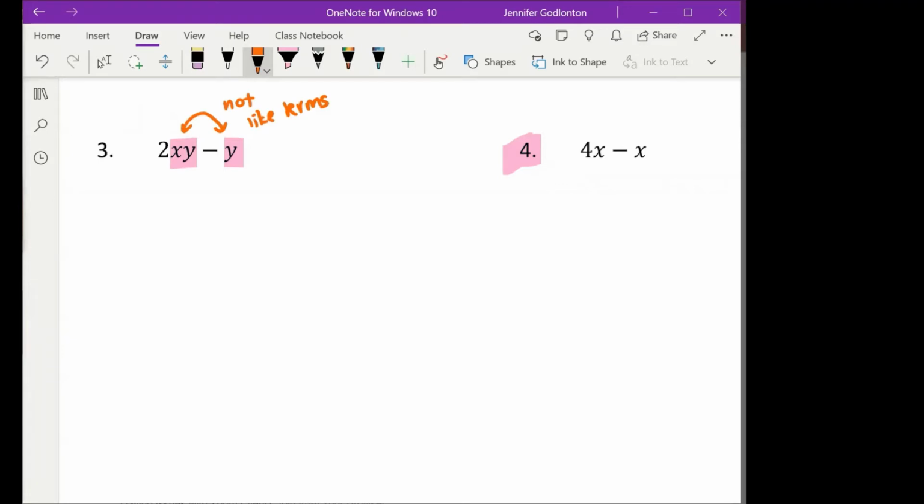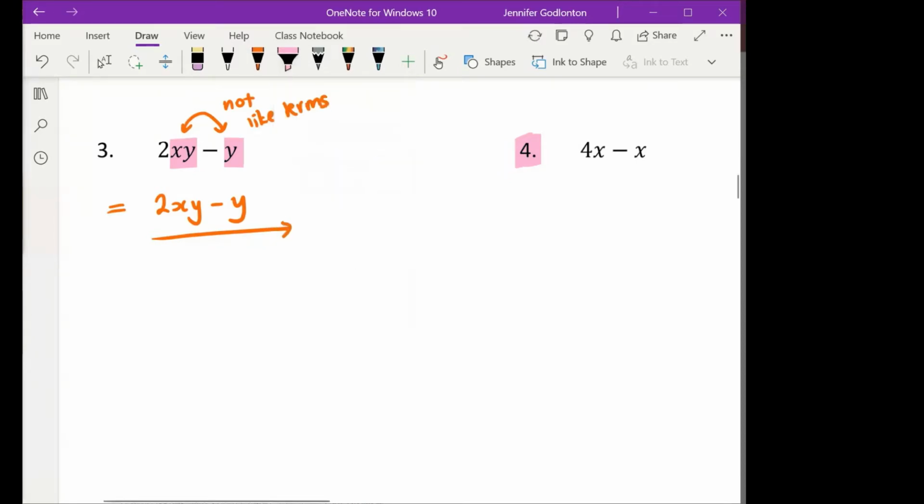Okay, and because they're not like terms, we are not allowed to add or subtract them. So we actually have to write this exactly how it was. We can't do anything else. We can't do anything fancy. Okay. And then for question 4, let's look at those ones.